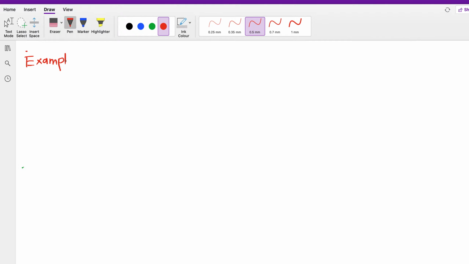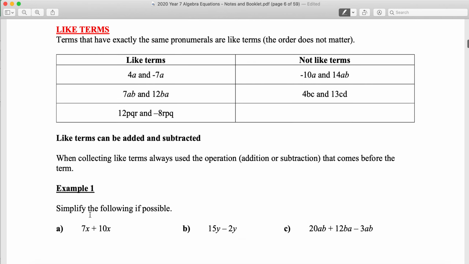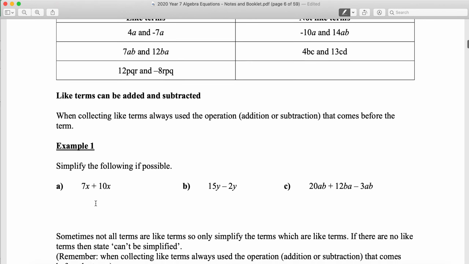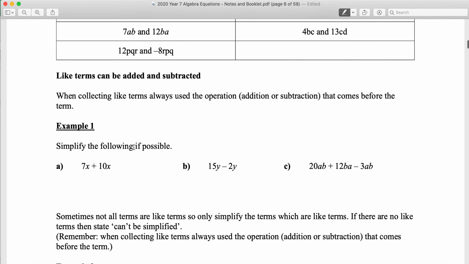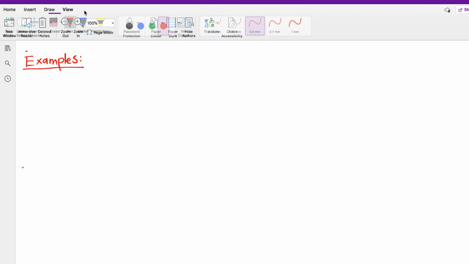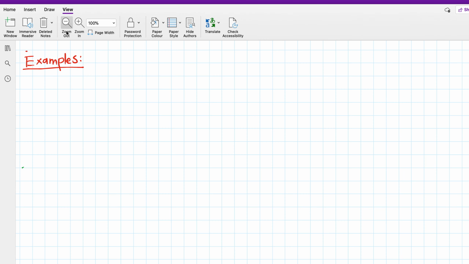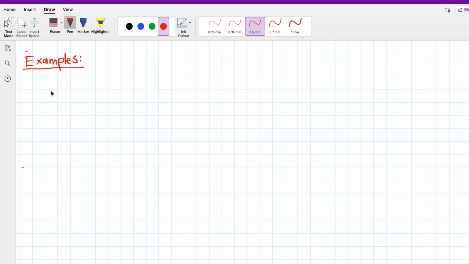Usually, when you have to do this type of exercise, they're going to simply say simplify. So let's look here, because here it says example 1. Simplify the following if possible. Why is it saying if possible? Because if they're not like terms, you cannot add them or subtract them. So you have to say it is not possible or can't be simplified. Okay. Let's look at this one. So I have 7x plus 10x. So again, I'm going to model the way that I want you to do it in your book. So example, and you're going to write A. So it's 7x plus 10x.